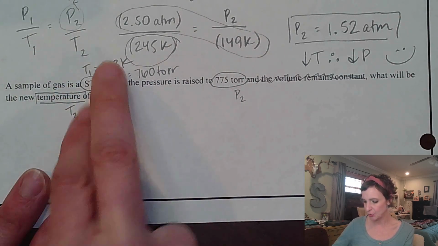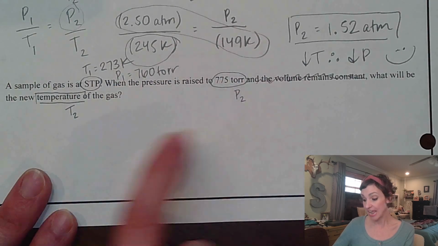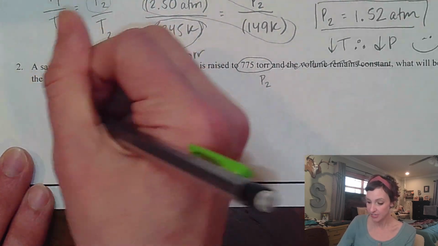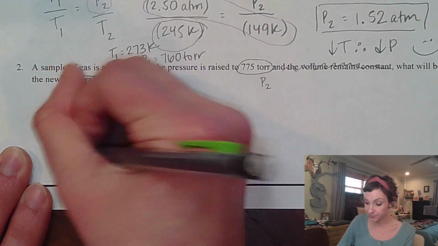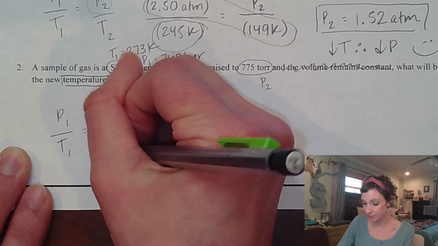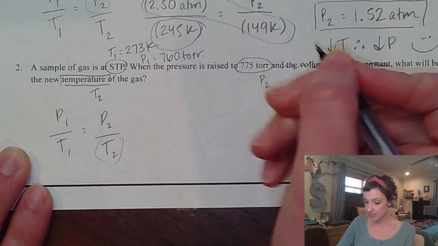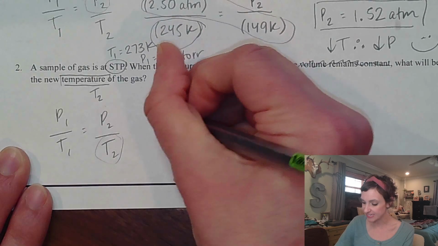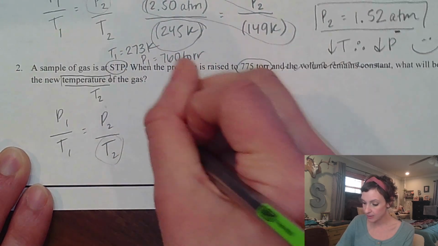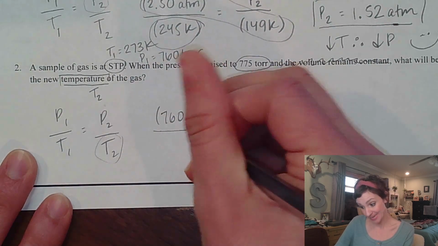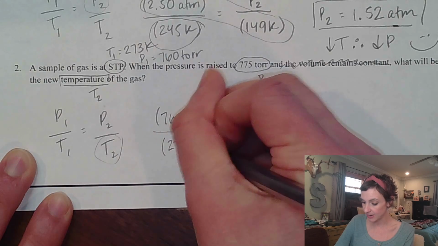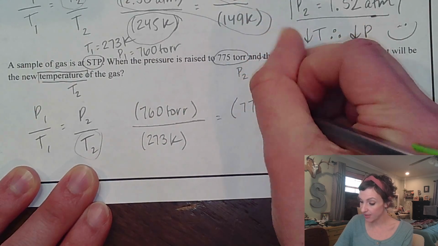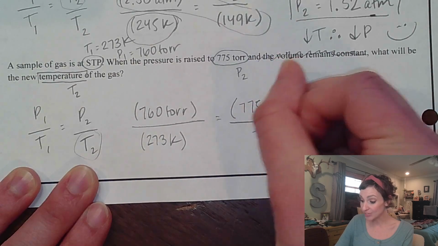So yeah, I've got everything I need here. I've got my 2 pressures, I've got my first temperature, and I'm solving for the second temperature. So my equation, P1 over T1 is equal to P2 over T2. I'm solving for T2. Substitute everybody in. Our first pressure was our STP pressure, which was 760 torr. Our first temperature was our STP temperature, which is 273 Kelvin. My second pressure is 775 torr, and I'm solving for T2.